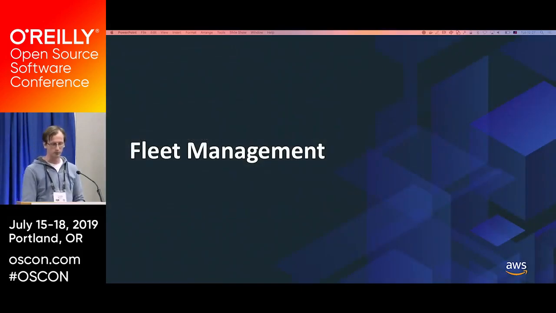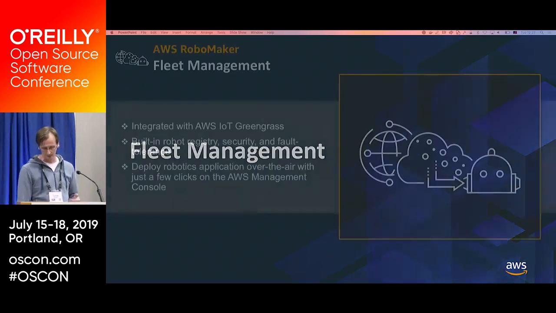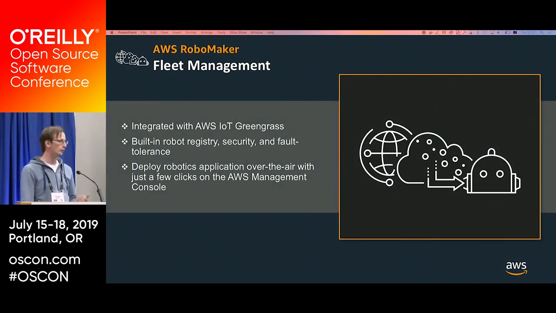Another feature that I wanted to talk about today is fleet management. I think it's very similar to what we heard earlier this morning with RTOS. RoboMaker allows your robot to be integrated with AWS IoT Greengrass. Your robot will run the Greengrass agent, and if it does, you can register your robot to the RoboMaker fleet management feature. What it gives you is the ability to securely deploy over-the-air updates to your robot.